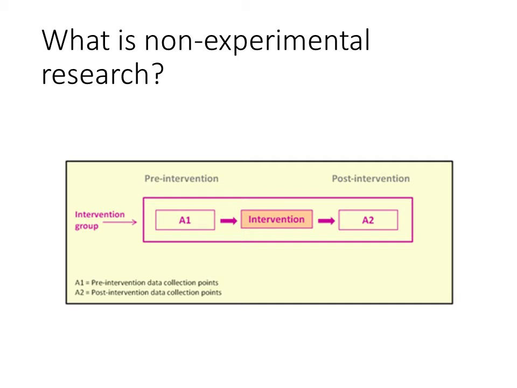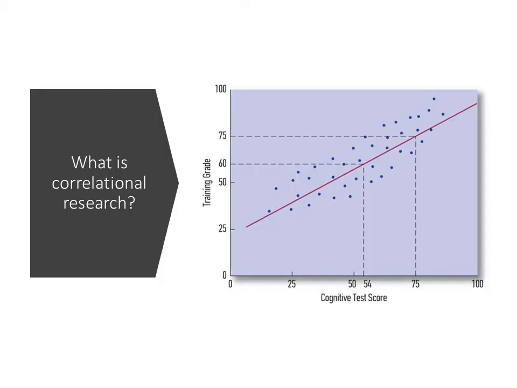Now, we can still collect information at two different points, both before and after an intervention. Sometimes correlational research is even simpler than this. We collect both sets of variables at the same time. For example, we might compare trainees' scores on a cognitive test with their grade in a training program.